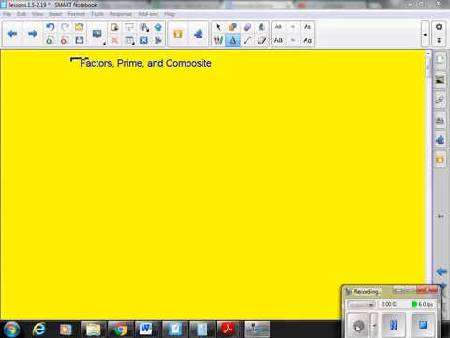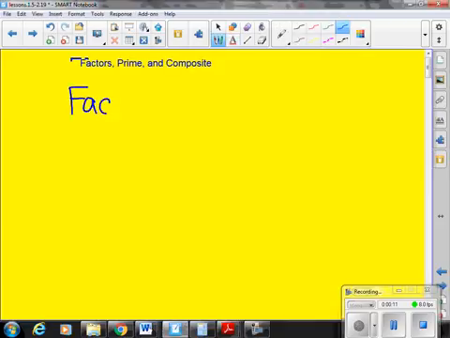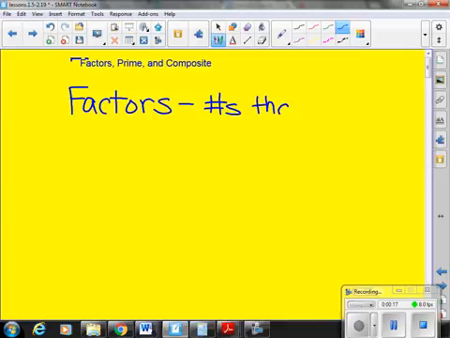Factors, prime, and composite. Today, we're going to talk about what factors are first. Factors are the numbers that you multiply together, so numbers that are multiplied together to get a product. And the product, of course, is the answer you get when you multiply.